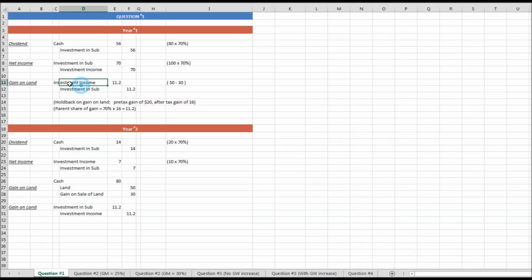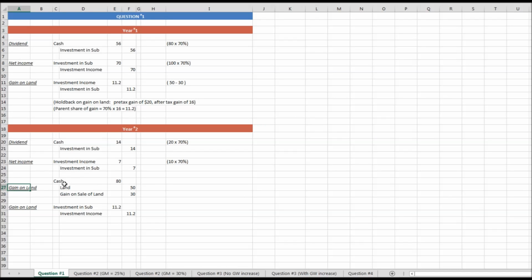As we discussed, when income shows up as a debit right here, it shows up as a loss. But we're simply holding this back because we can't recognize that gain. And that could be recognized as soon as that land is sold outside of the parent-sub relationship. So we're going to move on to the entries in year 2 regarding the gain on land.